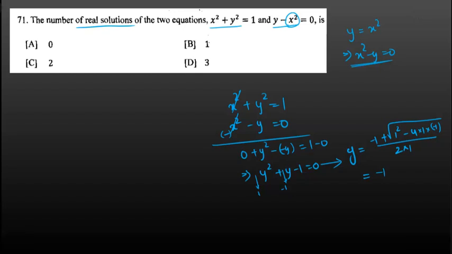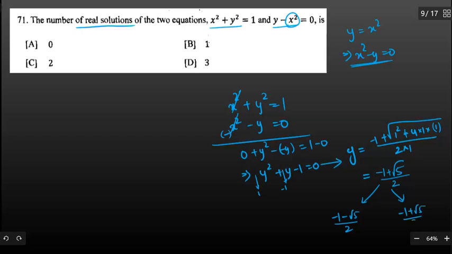Inside the square root, what happens? 1 square minus 4 into minus 1, that is minus into minus get cancelled, so it becomes plus overall, and we have 1 plus 4, that is root 5. So minus 1 plus minus root 5 divided by 2. So we have two values, minus 1 minus root 5 divided by 2, and minus 1 plus root 5 divided by 2.